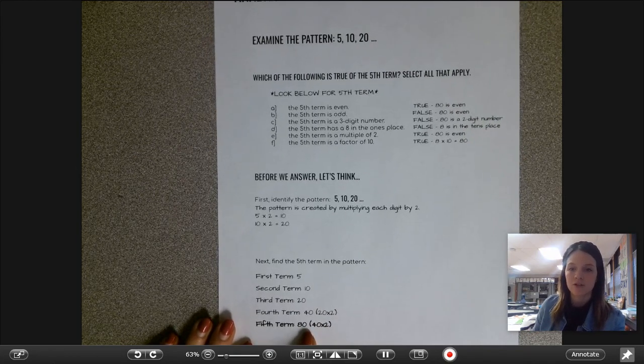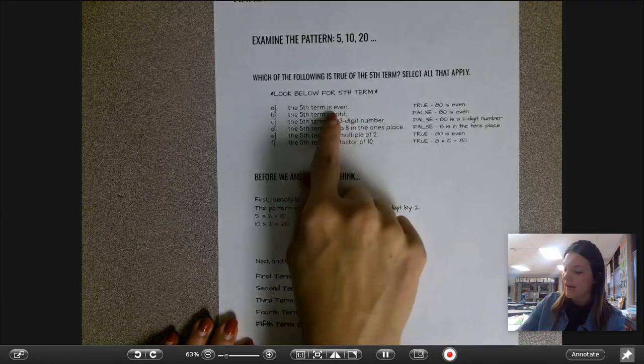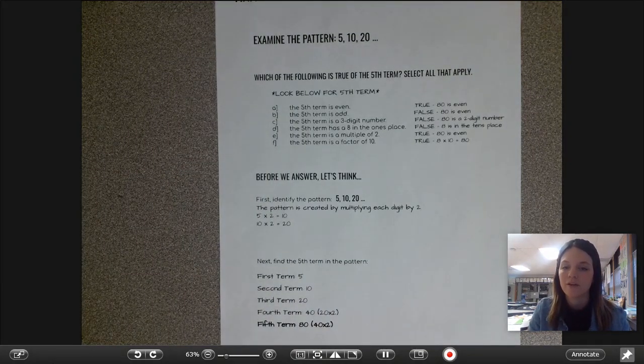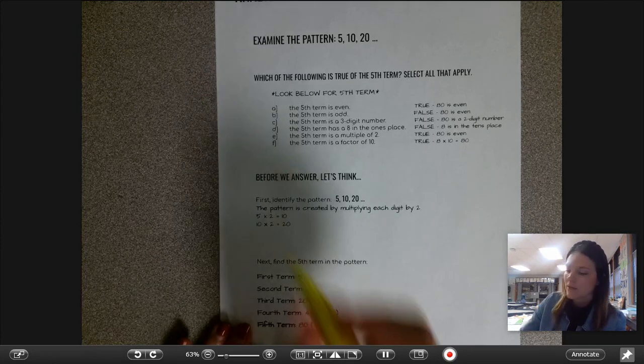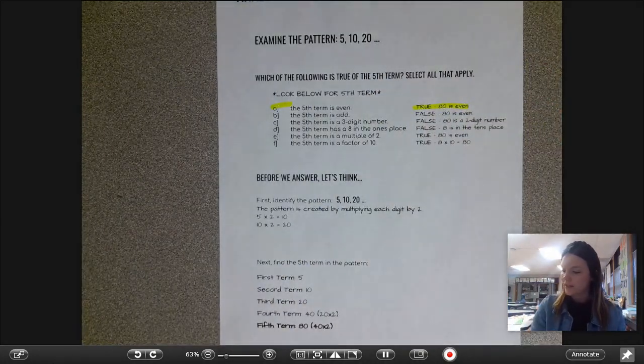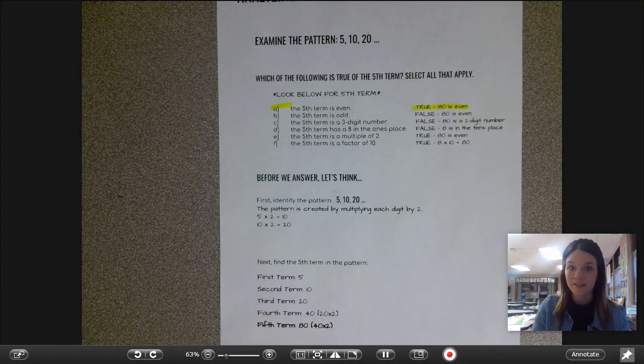So knowing my fifth term is the number 80, we're going to come back to the top and look at our answers. So if I look at 80, is it even? This one's always really tricky for my class. We forget that 0 is also an even number. So is 80 even? Yes. And the 0 is what makes that true. And you can see here that is true. So then it cannot be odd because it's even.